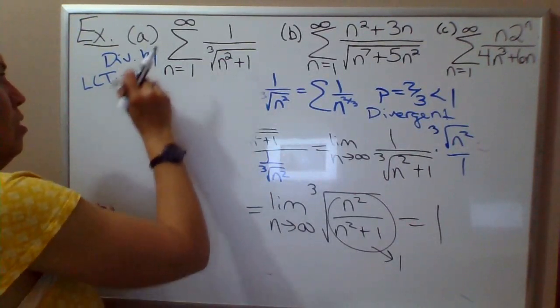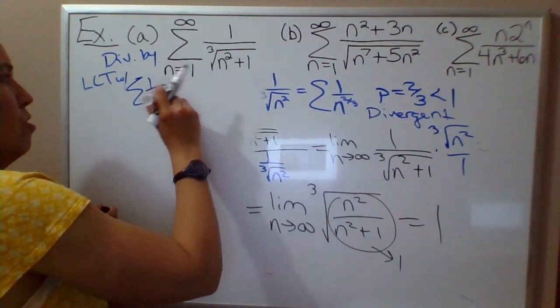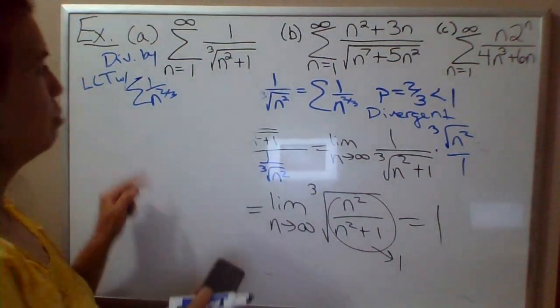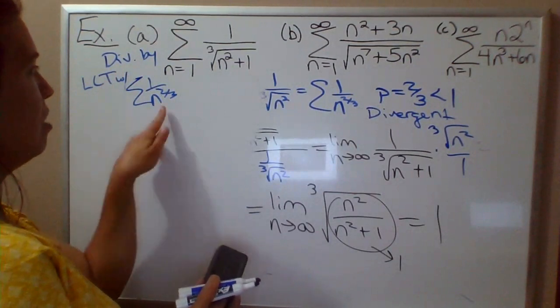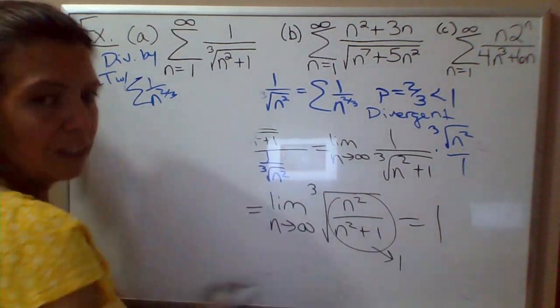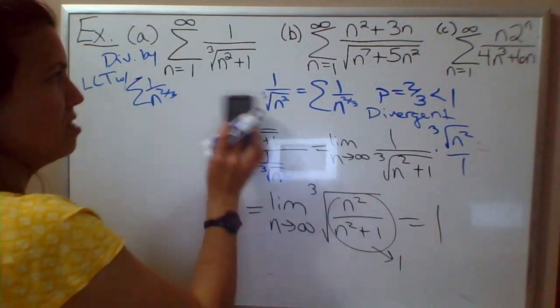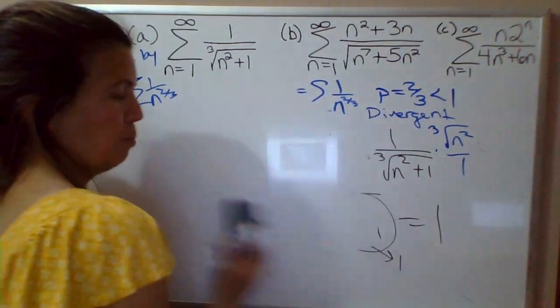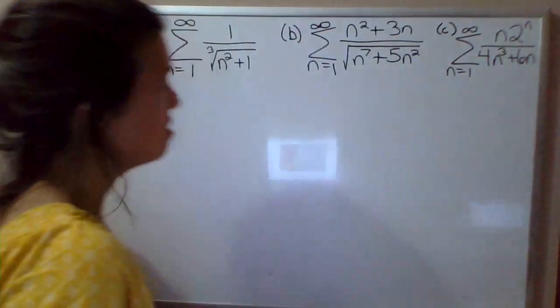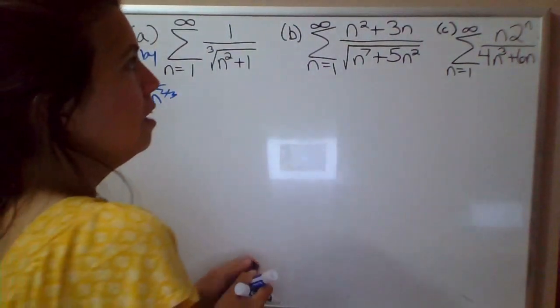Guess I'll write it here. 1 over n to the 2/3. So there's your complete answer. I know I've said a lot in these videos about complete answers. If it's a comparison test, you have to say what you're comparing it to, and show the limit. Make sure you show your work, but this is essential information. That's part of your answer. Okay, so that's A. B.